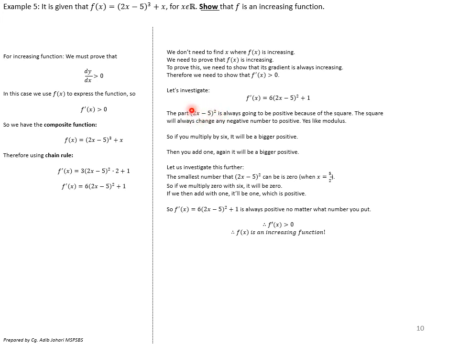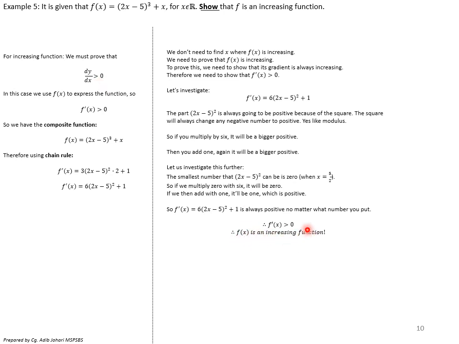This is common sense, okay? Like modulus, but you have a square. So if you multiply that positive number by 6, it's going to be a bigger positive number. You plus 1 again, it's always going to be another bigger positive number. So therefore, your f dash x, which is dy over dx, is always going to be positive, always going to be bigger than 0. Right? So therefore, f(x) is an increasing function.